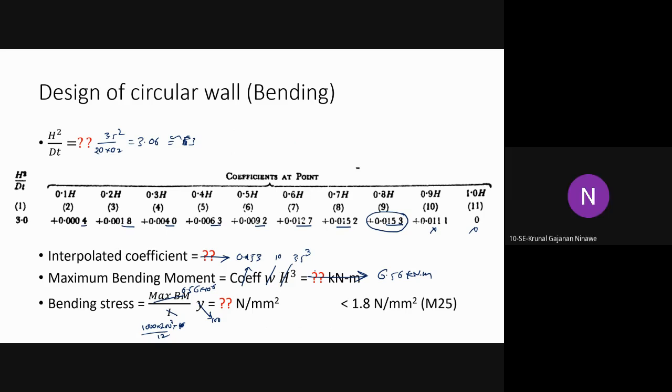0.98 newtons per millimeter square. Someone please cross check this. Is it correct? Yes, sir. Okay, right. So you can see this is also well within the permissible limit, so definitely we can go ahead and take the 200 thick wall.